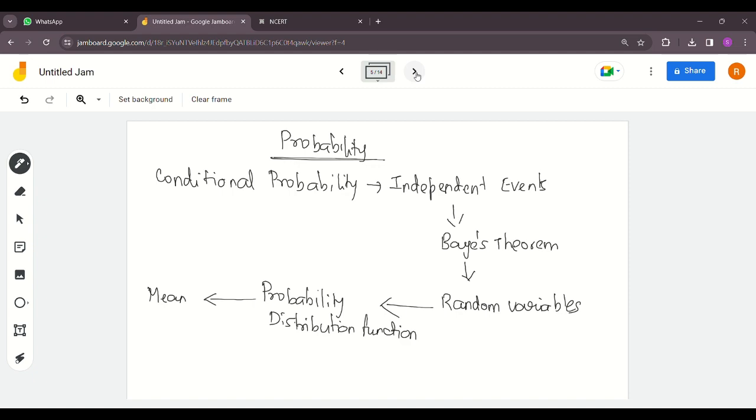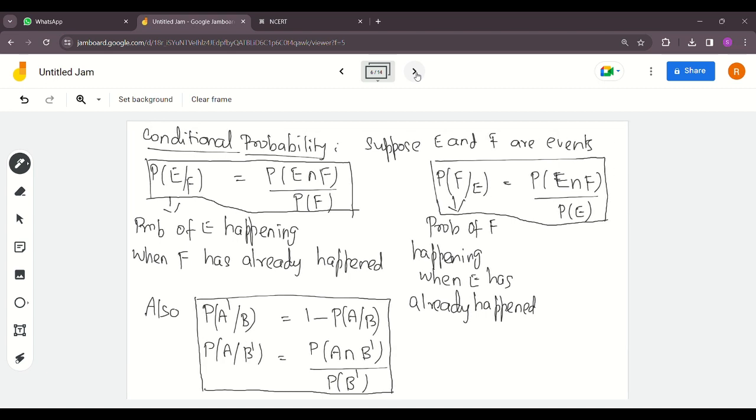So first we go to the first concept, conditional probability. There are two cases of conditional probability. The first one is, let E and F be events. Suppose E and F are events, and I have defined P of E given F.